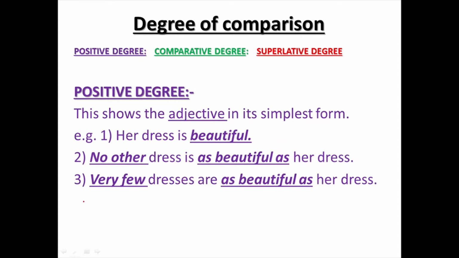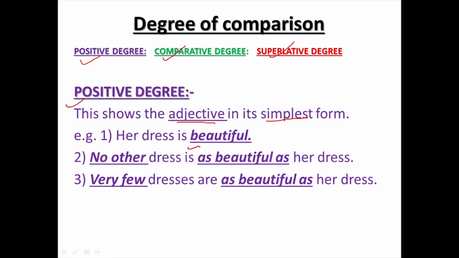So let's start, friends. You all know that there are three types of degrees: positive degree, comparative degree, and superlative degree. While we change an adjective, it shows the intensity, how high it is. Talking about positive degree, it shows the adjective in its simplest form, or we can say that it is in original form.